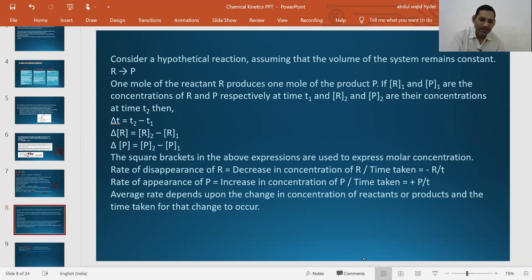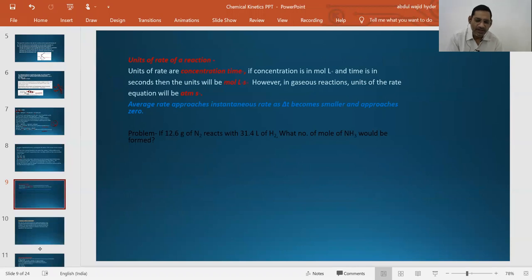Here the reactant is this one, and this one is the product. And delta T is the change in time, T2 minus T1, final minus initial. Final concentration minus initial concentration, final pressure minus initial pressure will be the change in pressure. Final concentration of product minus initial concentration of product is the change in concentration of product, and similarly for the reactant. So in this way, we'll come to know about the rate of the reaction.